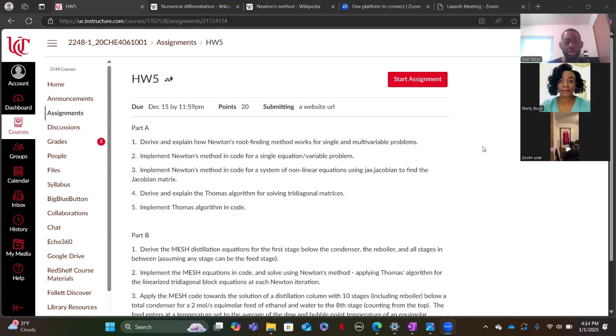And then for part B, we'll be deriving the mesh equation, implementing it into code, and doing the prompts that it asks us to for part B. But today we'll do part A. So for the first part, we will derive the Newton-Raphson root finder method.